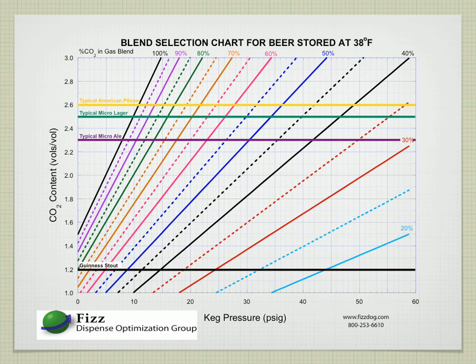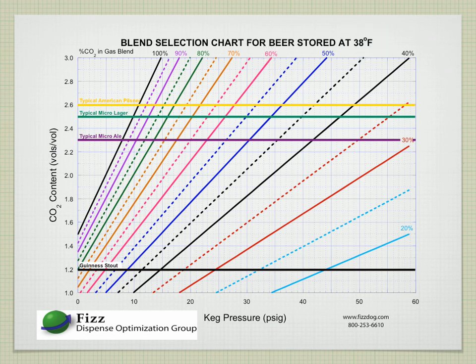So now we're going to move on to microbreweries and imported beers, typically 2.3 volumes. And again, we're going to stay at 38 degrees Fahrenheit. We're going to put the applied pressure at, say, 23 psi, so somewhere between 22 and 24 psig. If you do the intersection of that typical micro ale at 2.3 volume and 23 psi, you'll come up with that pink line there that says 60%. So 60% CO2, 40% nitrogen would be applied to that beer, just because that's where that pink line intersects with those two on that chart.